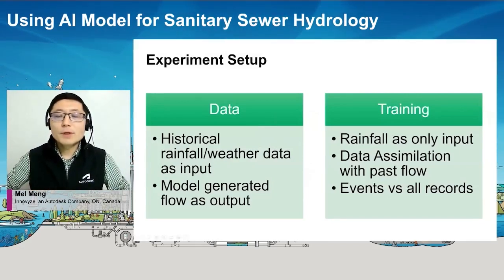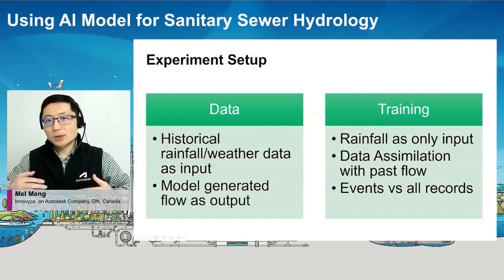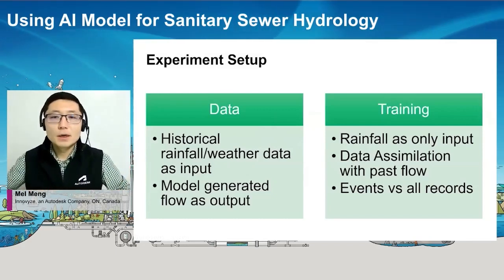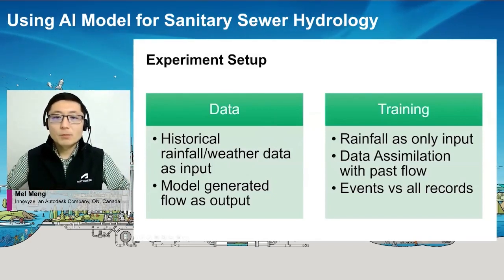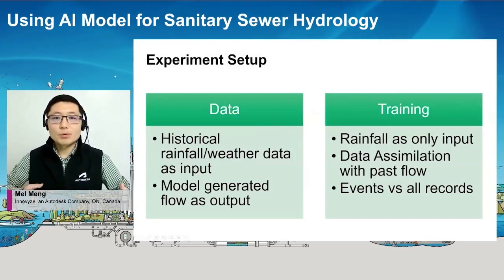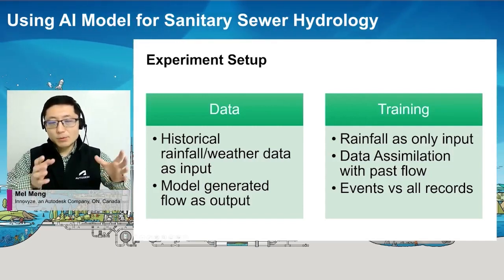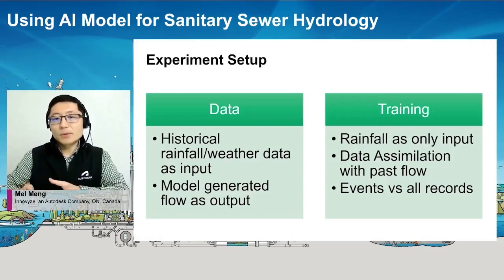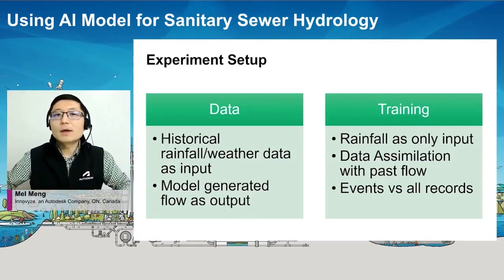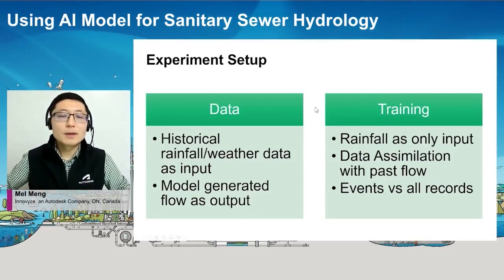Most of the things I tried are mainly on the training side. I didn't touch too much on the architecture of the LSTM model. One thing I can try is what I use as input other than rainfall. Can I use past flow or something else? The other thing I tried is whether I can use different events. If I separate dry weather and wet weather events and train those models differently, does that help? So those are the things I did.